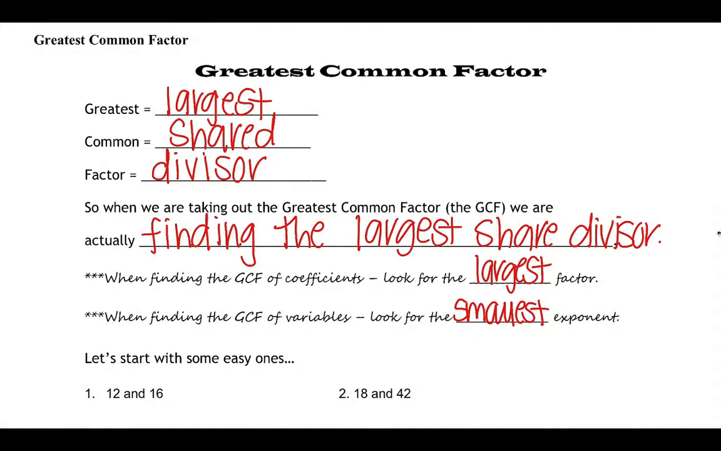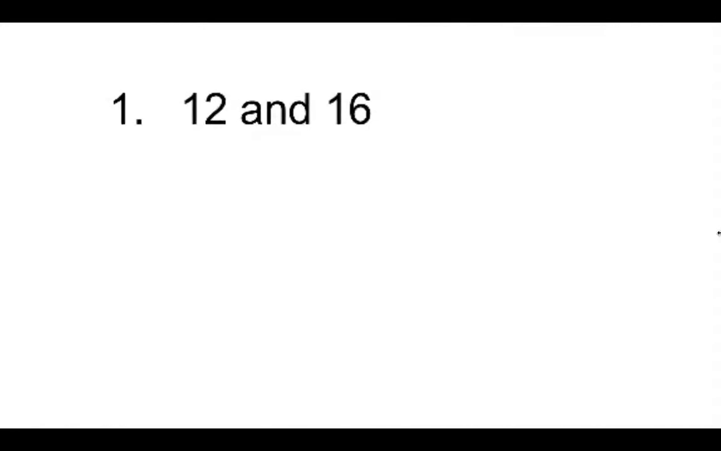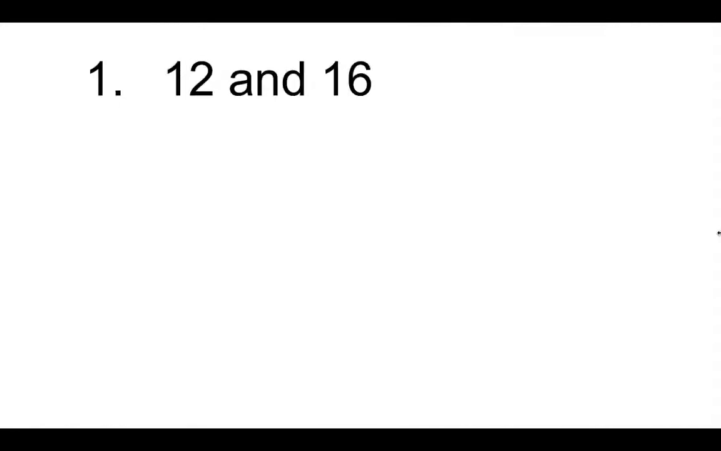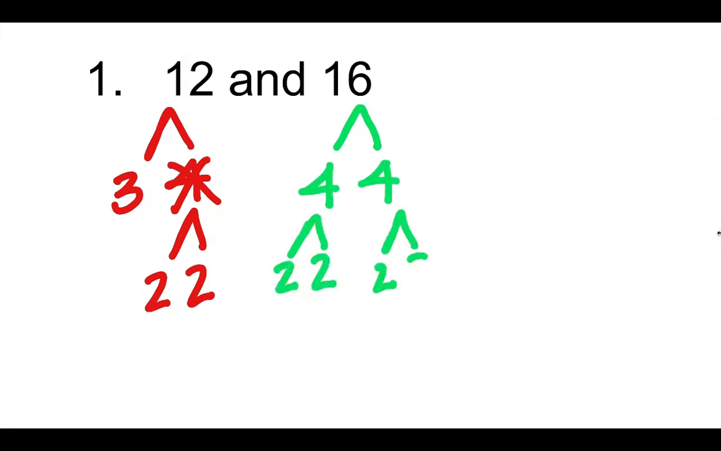Let's do a couple examples with just the numbers to make sure we're all still on the same page. So if we look at 12 and 16, you're looking for the biggest thing you can take out of both of them. And some of you like trees, some of you like just listing factors. So if I were to do the tree diagram, I'm going to break down this to 3 and 4. 3 is prime, so I'm done. 4 can be broken down into 2 and 2, so 4 is done. Then I can do 16, 4 times 4, 2 times 2, 2 times 2.